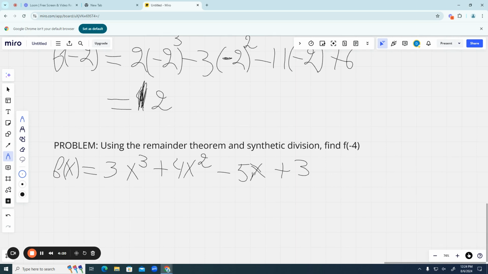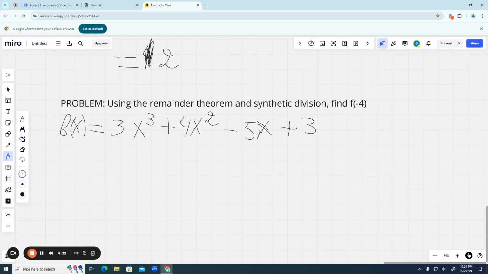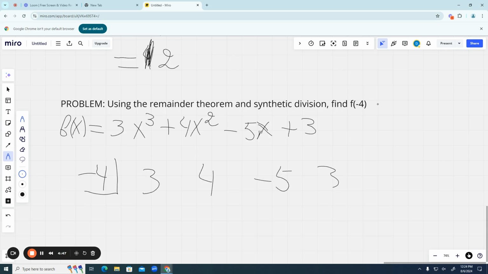So now we're going to do an actual problem. Using the remainder theorem in synthetic division, find f of minus 4 for this equation here, 3x cubed plus 4x squared minus 5x plus 3. And we anticipate, because that's minus 4, that we're going to be dealing with even bigger numbers than what we had before. So I'm copying the coefficients down, and I'm setting it up, right?